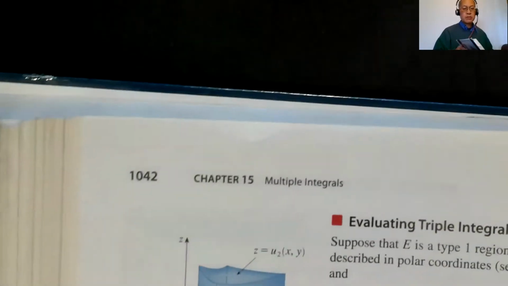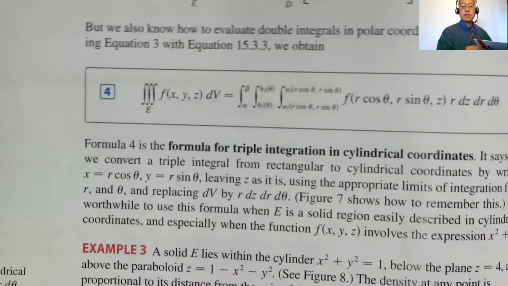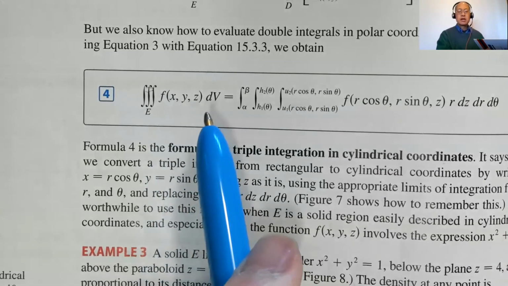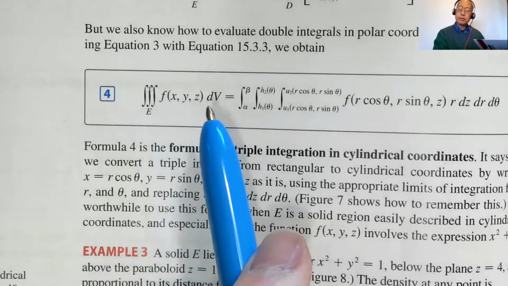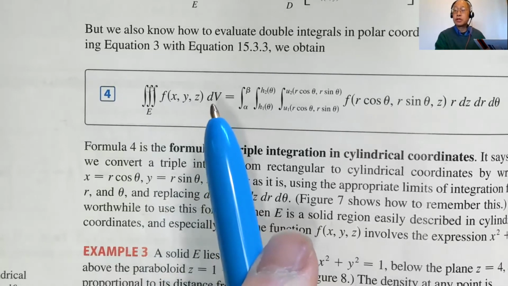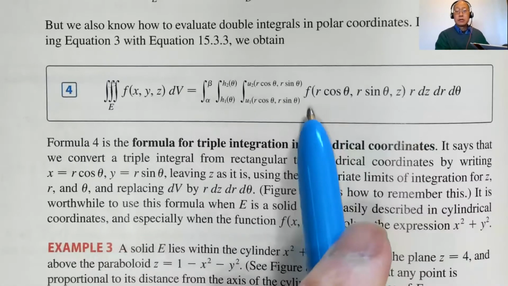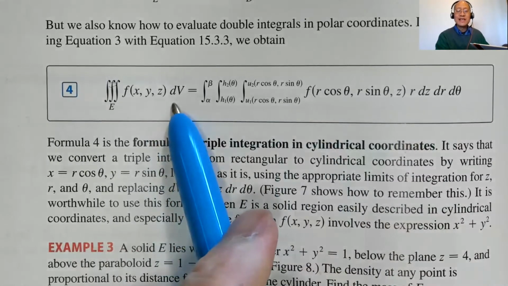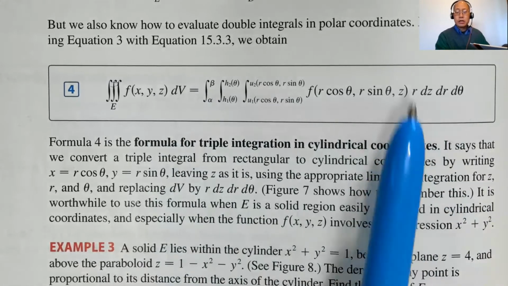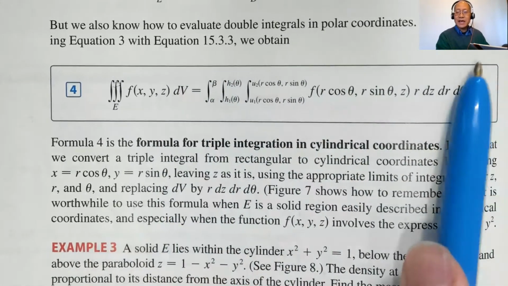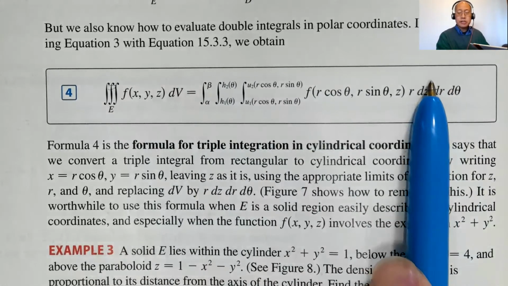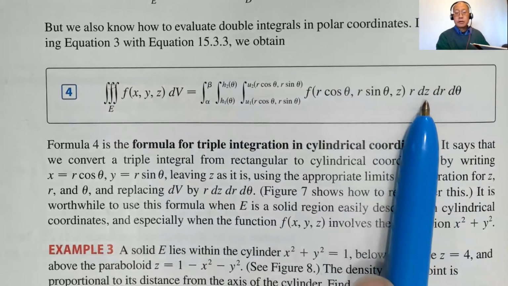page 1042, and here's the basic formula that you need. If you have the integral of f of x, y, z, dV, if it's convenient to change to cylindrical coordinates, which is polar coordinates except leaving z alone, usually, I mean, sometimes you could leave y alone, you could leave x alone. Okay. So notice the form of dV. dV is r dz dr d theta. In polar coordinates, you might remember that dA was r dr d theta. So in cylindrical coordinates, just leave z alone.